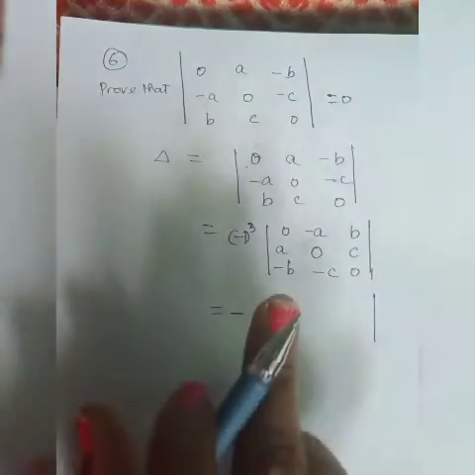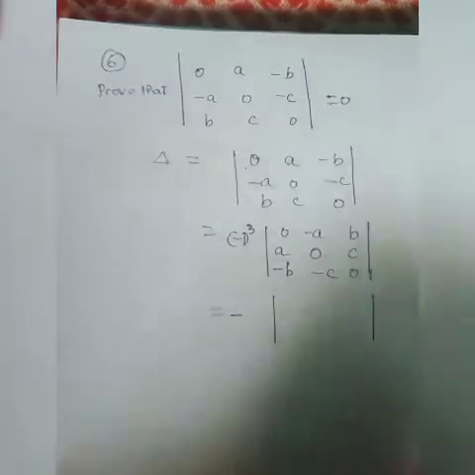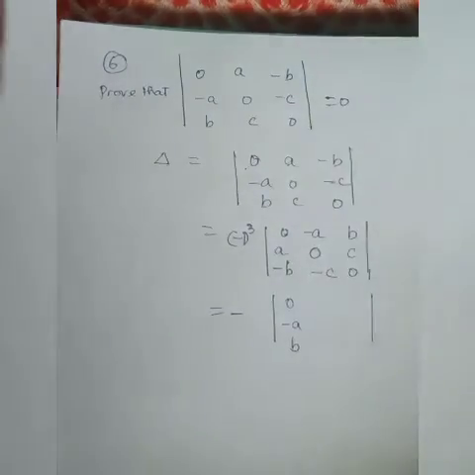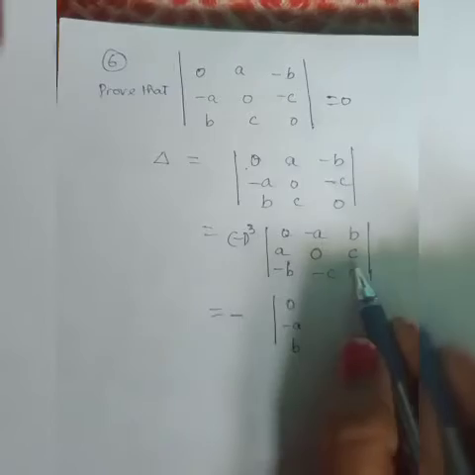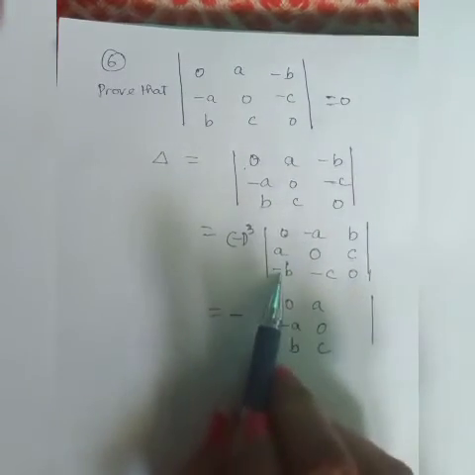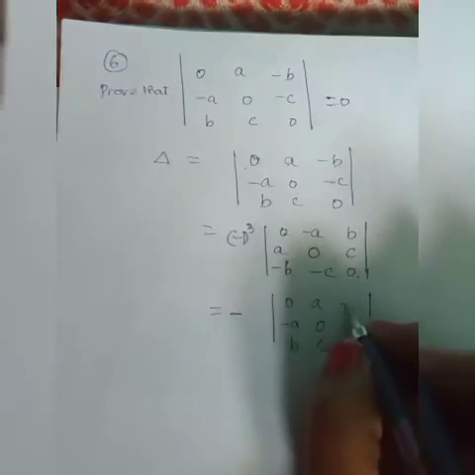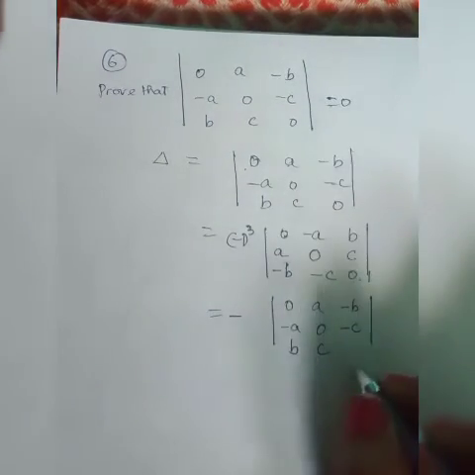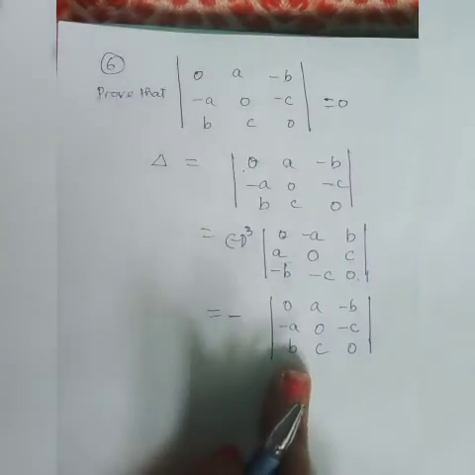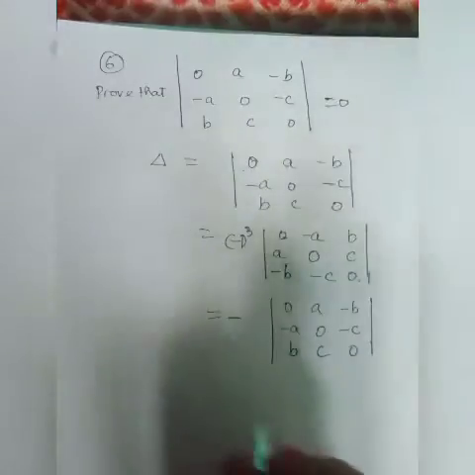Now I am going to interchange row and column, that is transpose. The determinant value is unaltered by interchanging the row and column. So this row will become the column 0, minus A, B. The second row becomes the second column A, 0, C. Now write the third row elements as the third column: minus B, minus C, 0. That is, the determinant value is unaltered when we interchange the row and column.